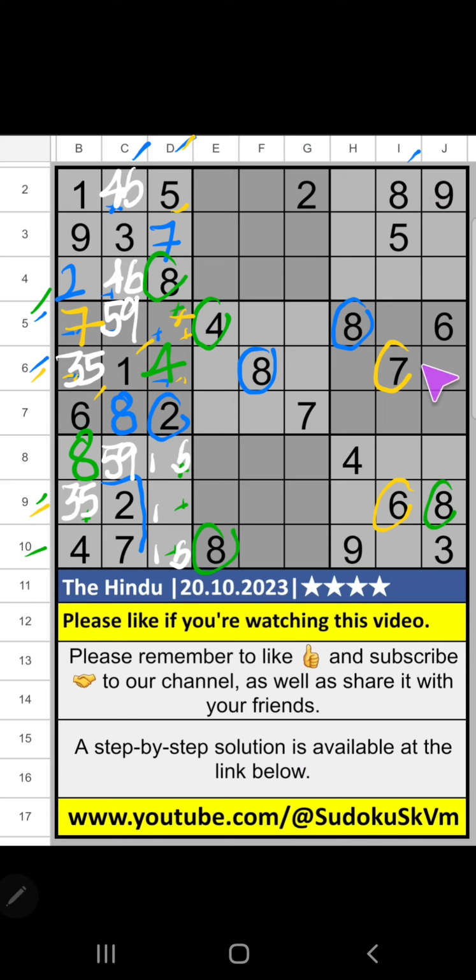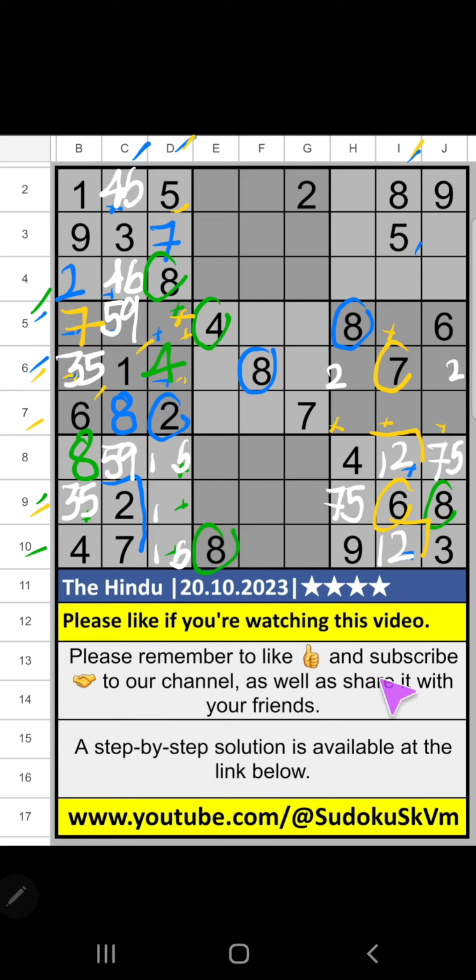Column I, we have 7 and 5. So 7 and 5 can't come in this cell. It will come in one of these cells. Confirm later. The ninth grid, 2 numbers are remaining, 1 and 2. It will come in one of these cells. We confirm later. Column I, we have 2. 7th also we have 2. So 2 can't come in these cells. 2 will come in any one of these cells.